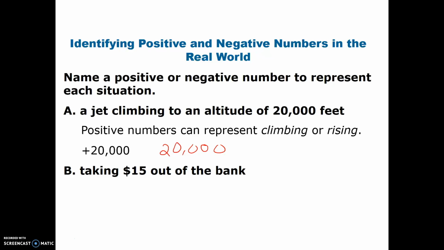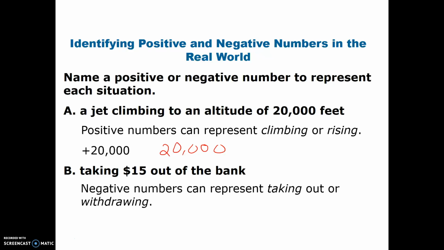B, taking $15 out of the bank. Well, anytime I am taking out or withdrawing from your bank account, if you go up to the ATM and withdraw money, that number in your bank account is going to decrease. So taking $15 out of the bank would be represented with the integer -15.